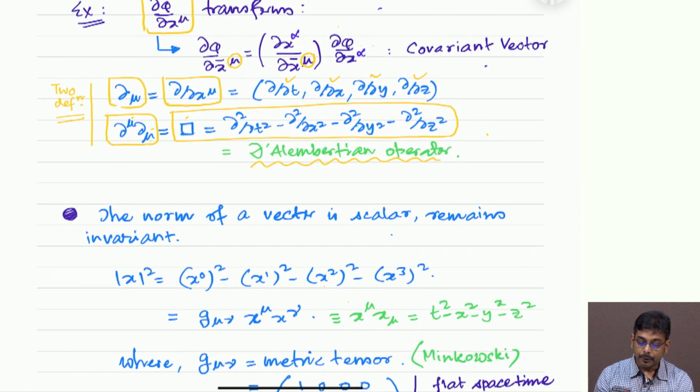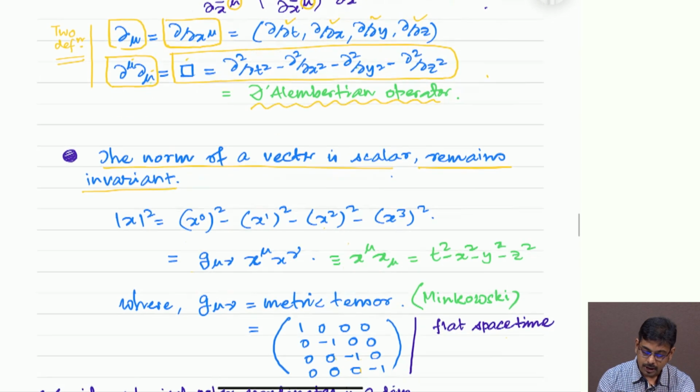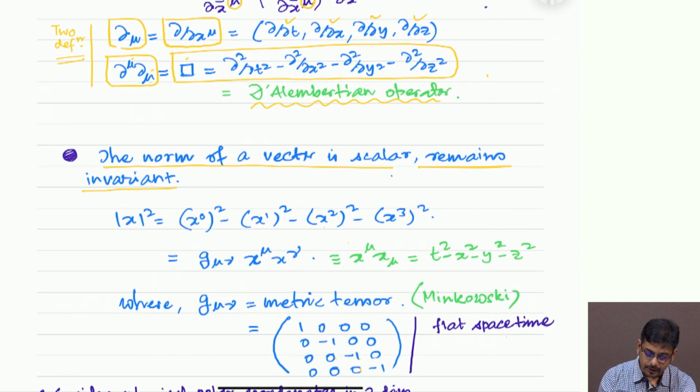There is one important point which we would like to now come to, that the norm of a vector is always a scalar, and that remains invariant under the Lorentz transformation. So, what is the definition of a norm of a vector? x bar square is defined as x0 square minus x1 square minus x2 square minus x3 square.